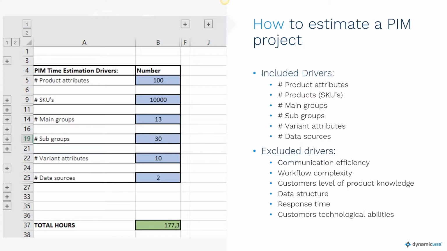Then we have variant attributes. So how many variant attributes does the customer have? You might ask, what is a variant attribute and why is it not just regarded as the same as a product attribute? Variant attributes can simply be seen as a characteristic that differentiates one variant from another variant.